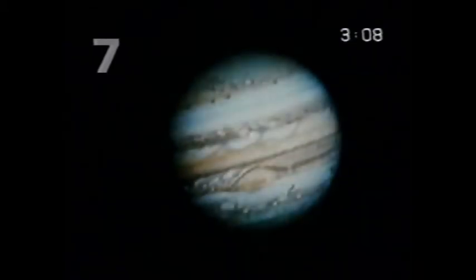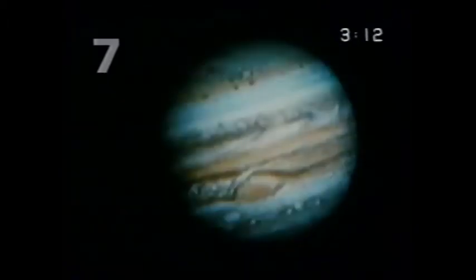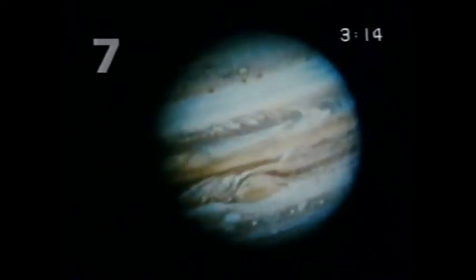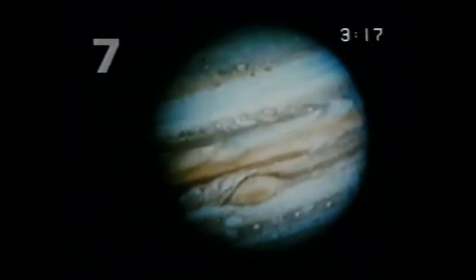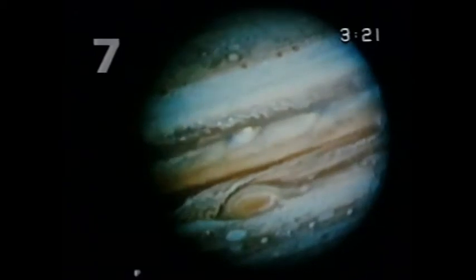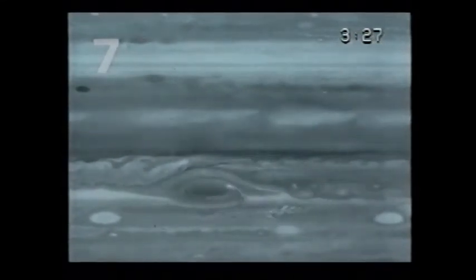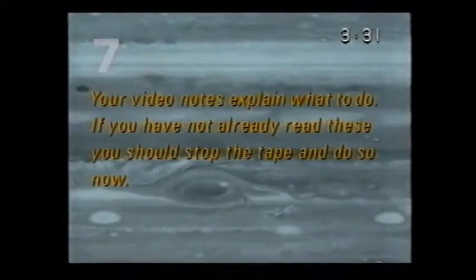Moving out to Jupiter, atmospheric circulation can be seen in bands of cloud moving east-west around the planet. Different bands move at different speeds. An exercise is about to follow involving these cloud movements. Your video notes explain what to do. If you have not already read these, you should stop the tape and do so now.